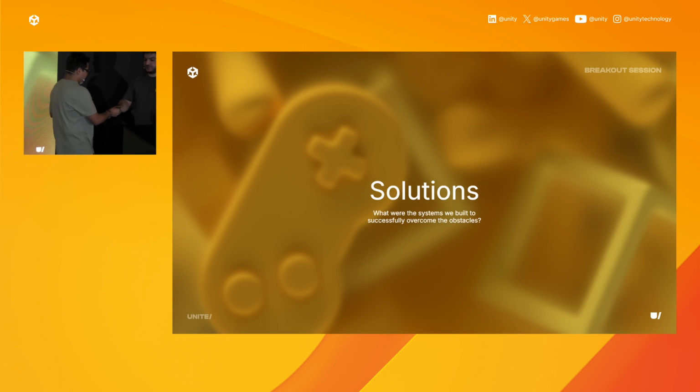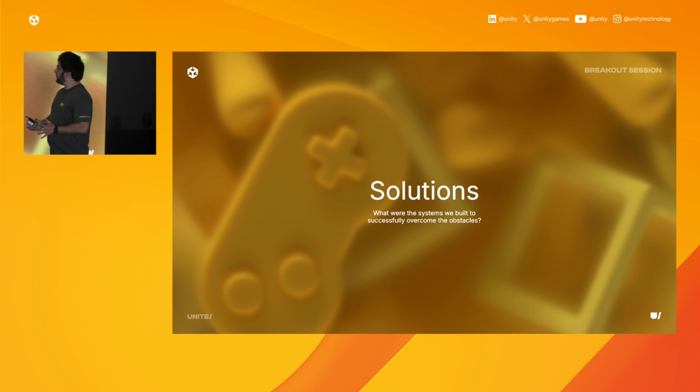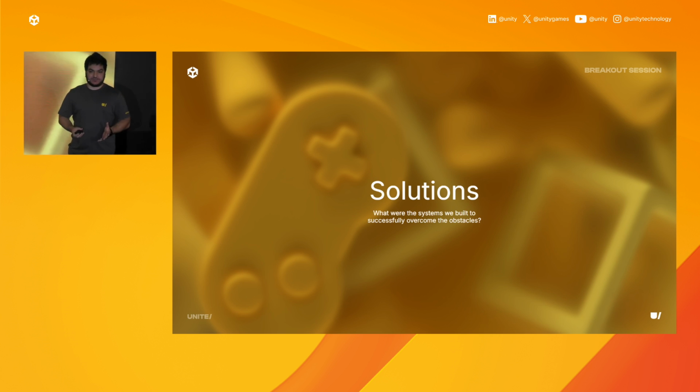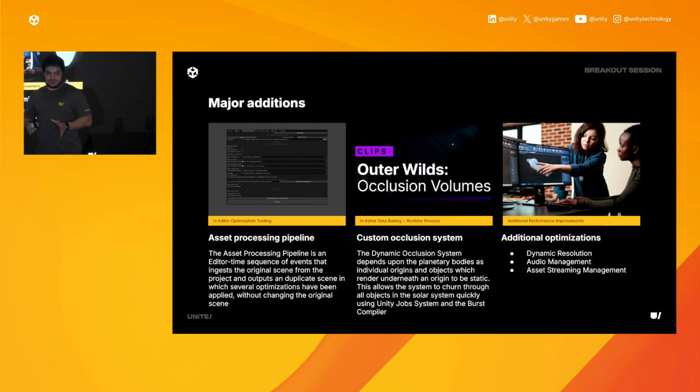All right, so now that you understand a bit more about the framework, about what we tried to do and what our challenges were, let's talk a bit about the solutions. So what are ultimately the systems that we put together to help solve these problems? Systemically, we had two major additions, the asset processing pipeline and the custom occlusion system. And we also made a few other major optimizations that didn't necessarily fit into those two buckets.